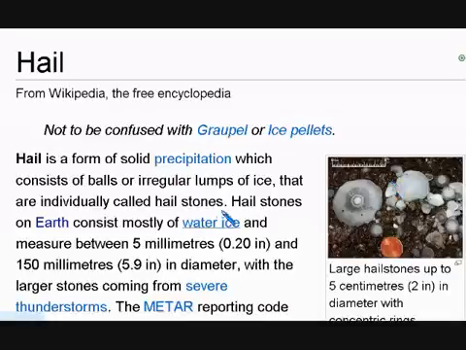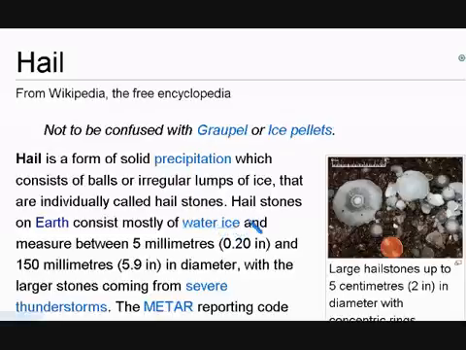So hailstones on Earth consist mostly of water ice, and measure. So hailstones on Earth consist, that means they're made of. So it's made of mostly water ice. So basically just ice that's made from water, as versus ice that's made from a different chemical. So this is water that has been turned into ice. So the hailstones are consisting mostly of water ice. So consist just means they are made from water ice.